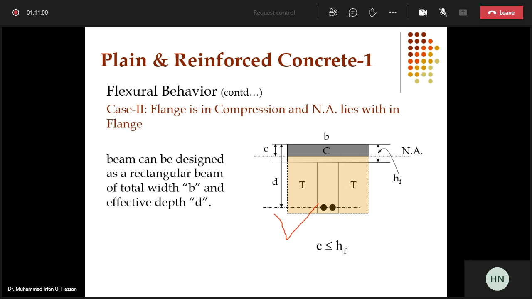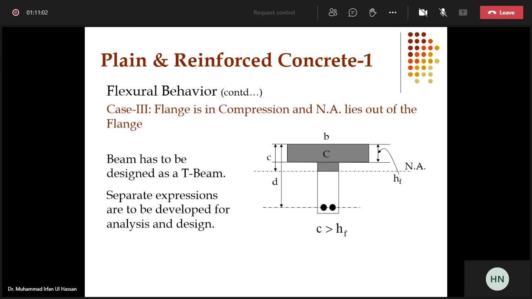And if the depth exceeds the flange thickness, it means that the depth of the neutral axis c is larger than hf. Here you can see it is in the web. Now it will be designed as a T-beam. So T is basically a behavior, depending on what your depth of the neutral axis is.